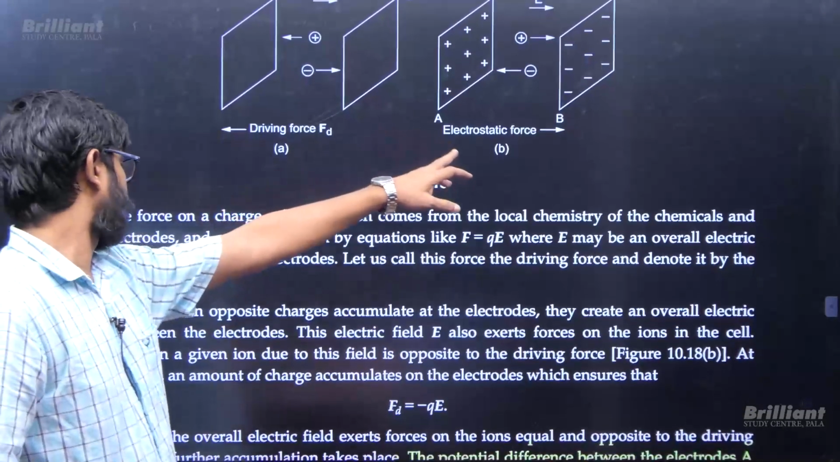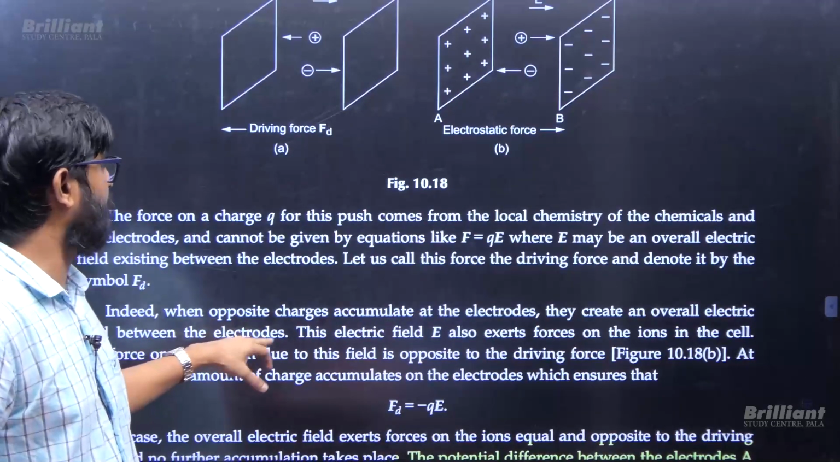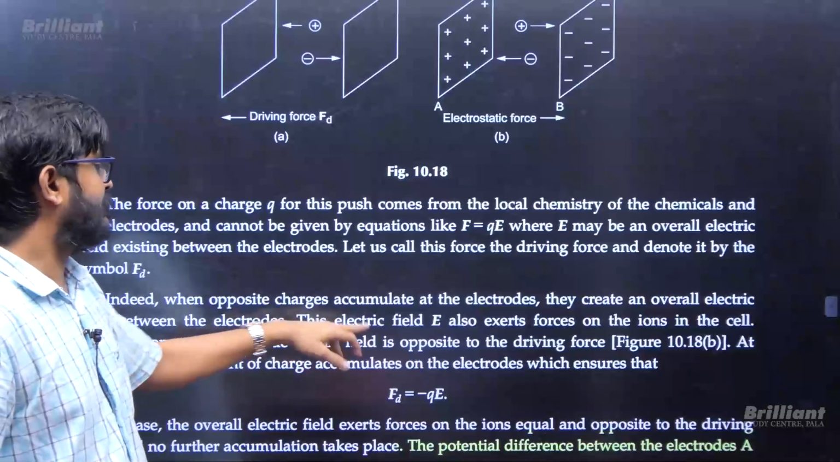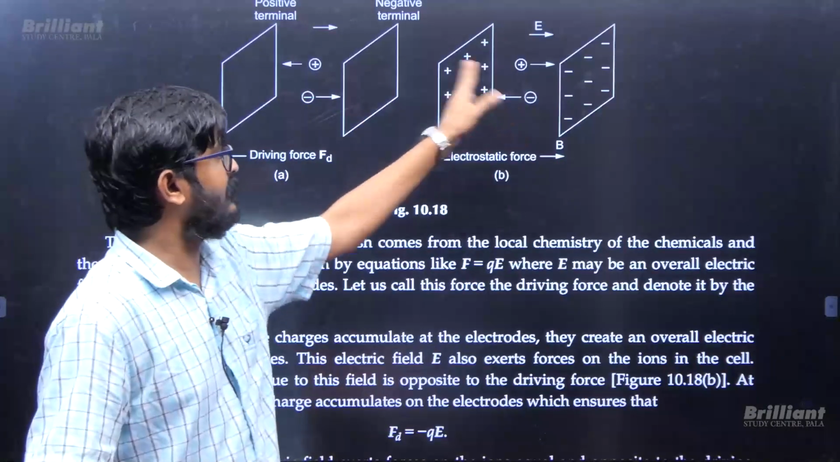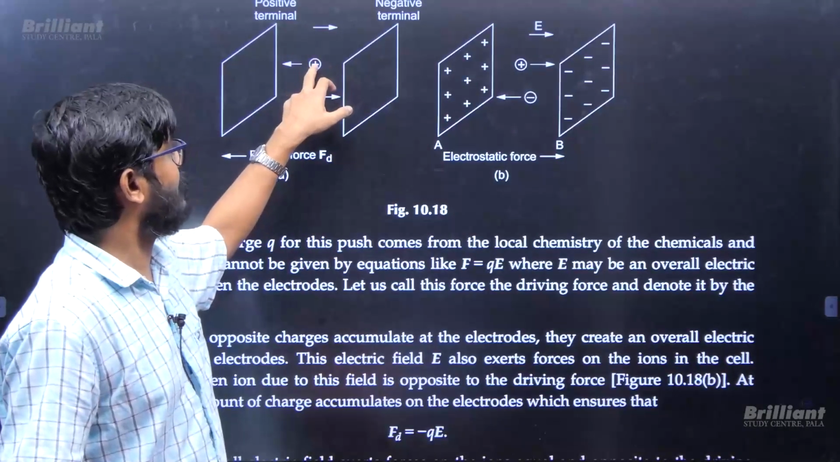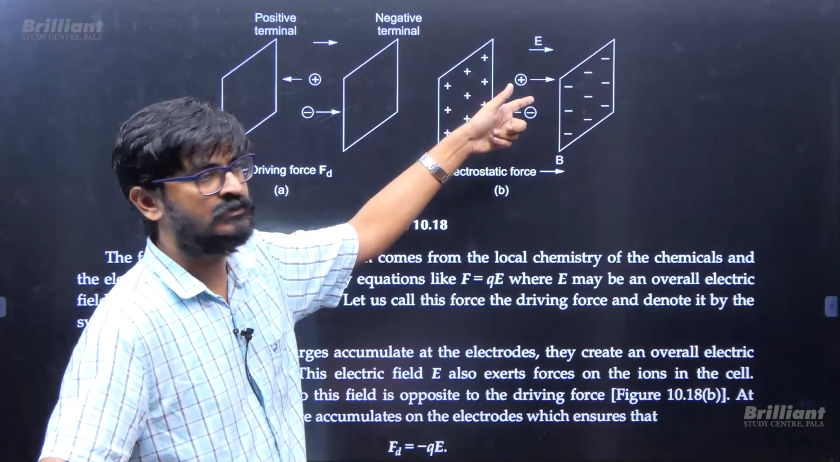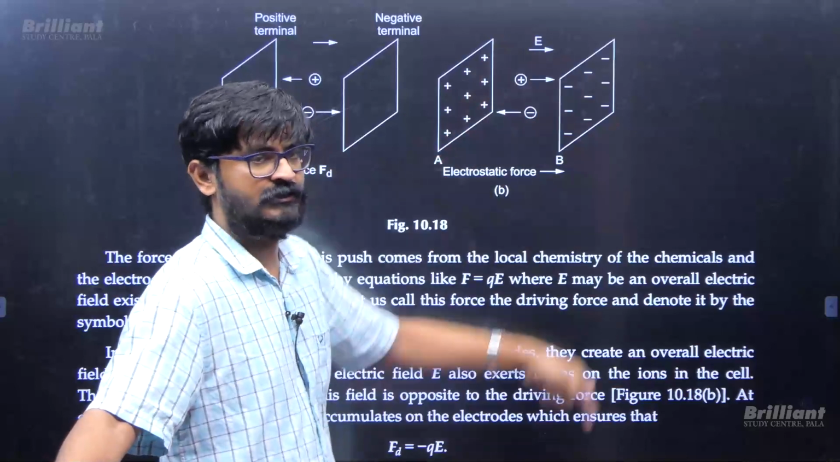Indeed, when the opposite charges accumulate at the electrodes, they create an overall electric field between the electrodes. This electric field also exerts forces on the ions in the cell. Now ions are separating and trying to move. Initially there was only the driving force, but eventually on that ion there will be the driving force trying to drive it in this direction, and apart from that, the electric field tries to push it in that direction.